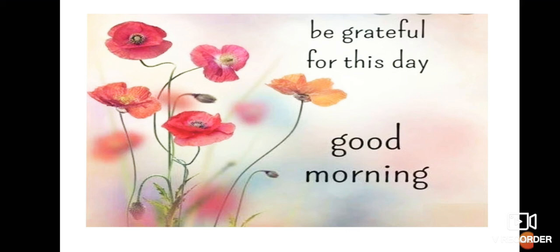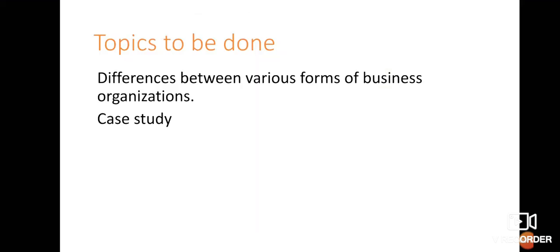Today we will be winding up with chapter 2. So what are the things we have to do today? Difference between various forms of business organization and case study. Children, whatever types of business organizations we have done, like the sole proprietorship, partnership, joint Hindu family business, cooperative, types of companies, all the differences we'll be doing today, and some case studies.